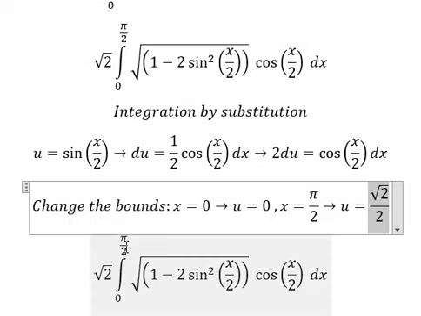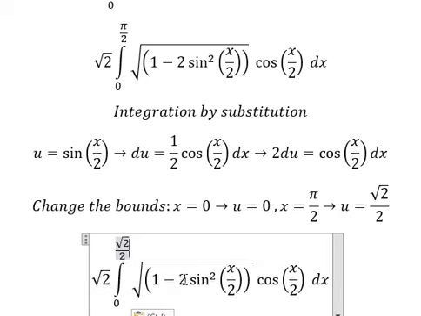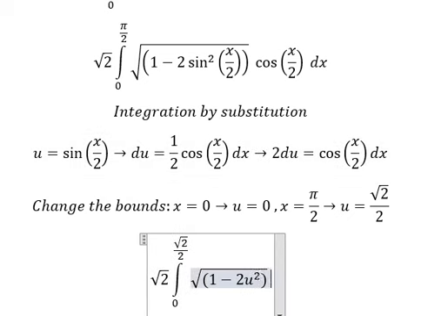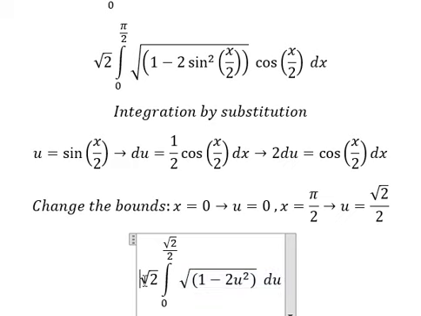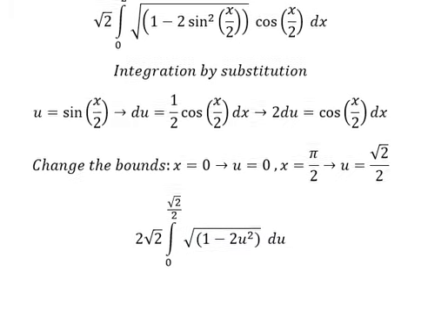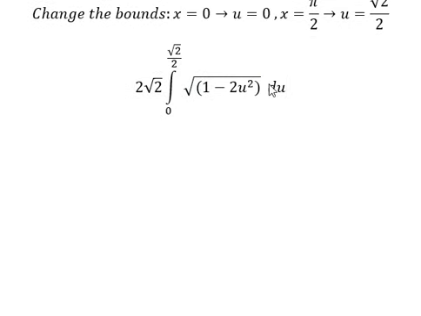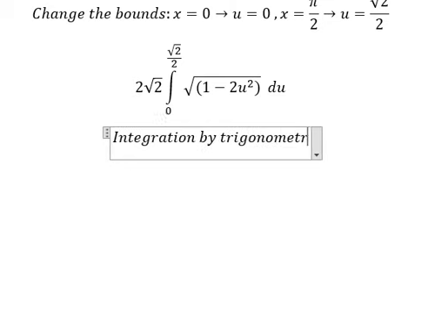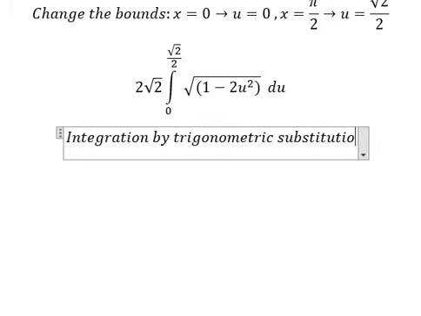So we put this one in here. This one we change to u squared. Cosine of s over 2 ds we change by 2 du. Next, we can use integration by trigonometric substitution.